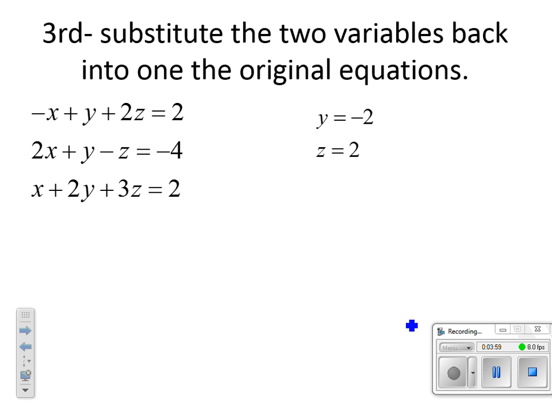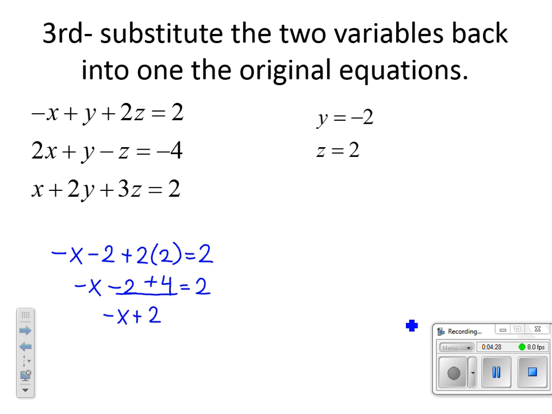The third step is to substitute the two variables back into the original equations to find your x. So now that I know that my y is negative 2 and my z is 2, I'm going to put it back into equation 1 and find out what x is. So negative x minus 2 plus 4 equals 2. Negative 2 plus 4 is 2, and that equals 2. Subtract 2, and negative x equals 0. Divide by negative 1, and x equals 0.